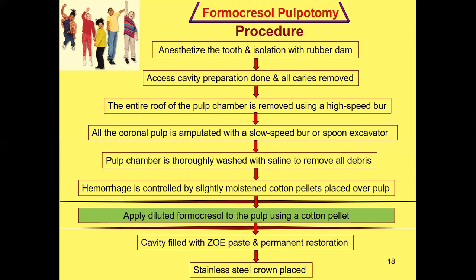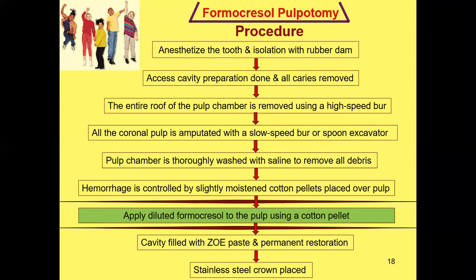Then leave it for 4 minutes. Then you remove the cotton and see. Once you remove the cotton, you can see a dark brown color on the floor of the pulp chamber, which shows the signs of fixation of the tissue, and there won't be any bleeding from the amputated site.